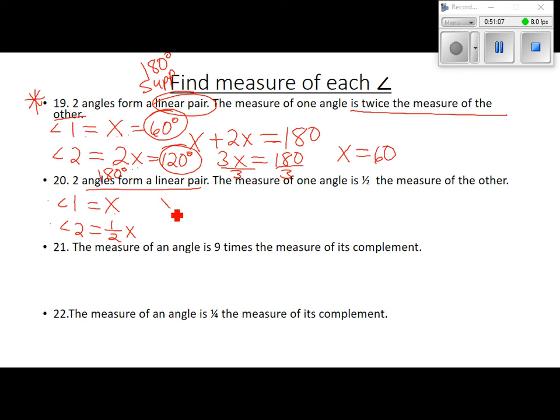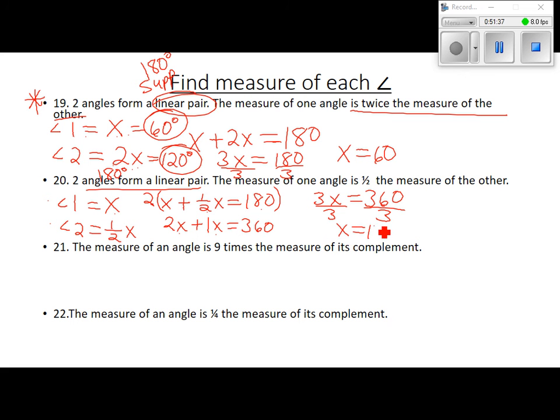We know they're supplementary, so x plus 1/2 x should equal 180. Again, you can multiply everything here by 2 to get rid of the fraction if you don't like it. 2 times x is 2x. 2 times 1/2 is just 1, so you end up with 1x. 2 times 180 is 360. So now 2x and x gives us 3x equals 360. Divide by 3. 360 divided by 3 is 120.